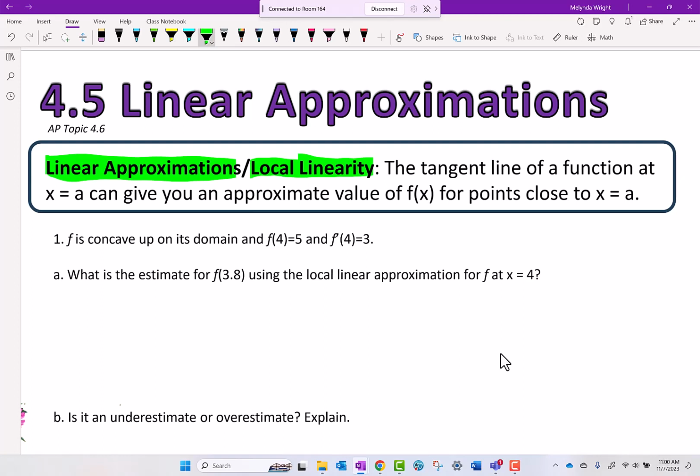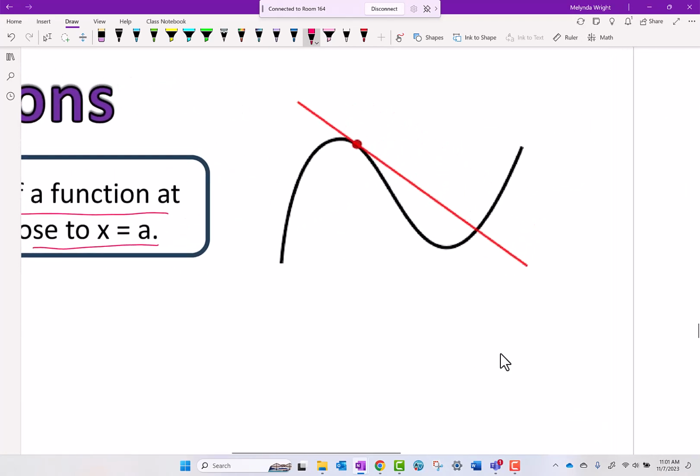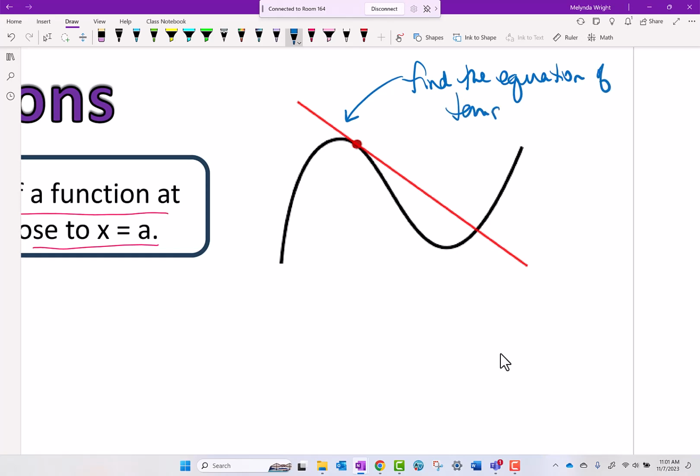What is that? That basically tells us the tangent line of the function at a particular value can give you an approximation of the y value close to that. So I know that's a lot of math words. Let's look at the diagram, the graph. These are the steps we're going to take. We're going to find the equation of the tangent line.